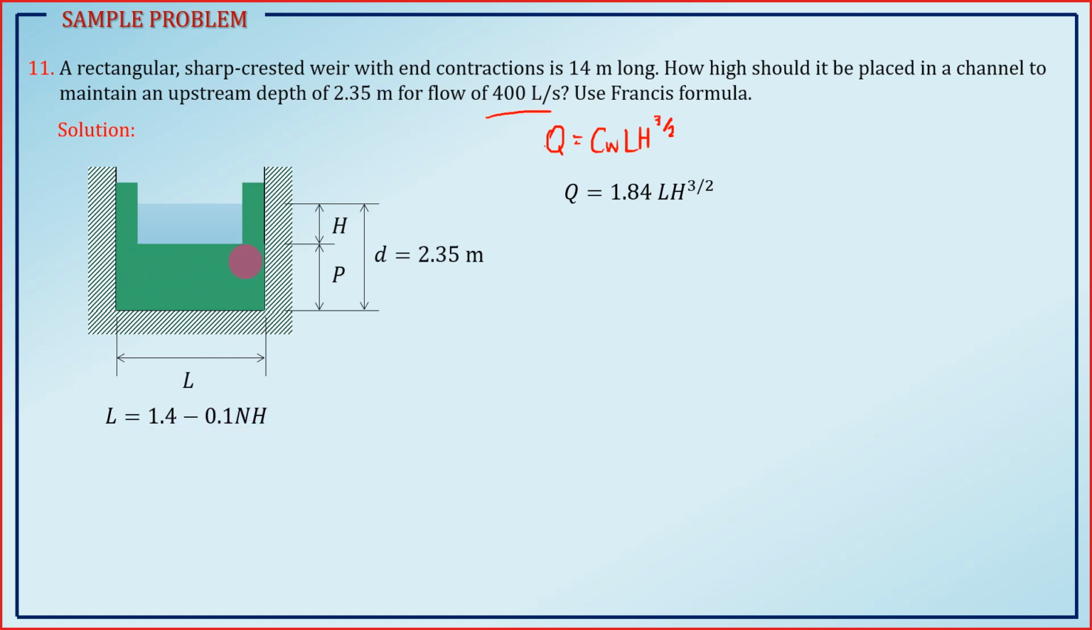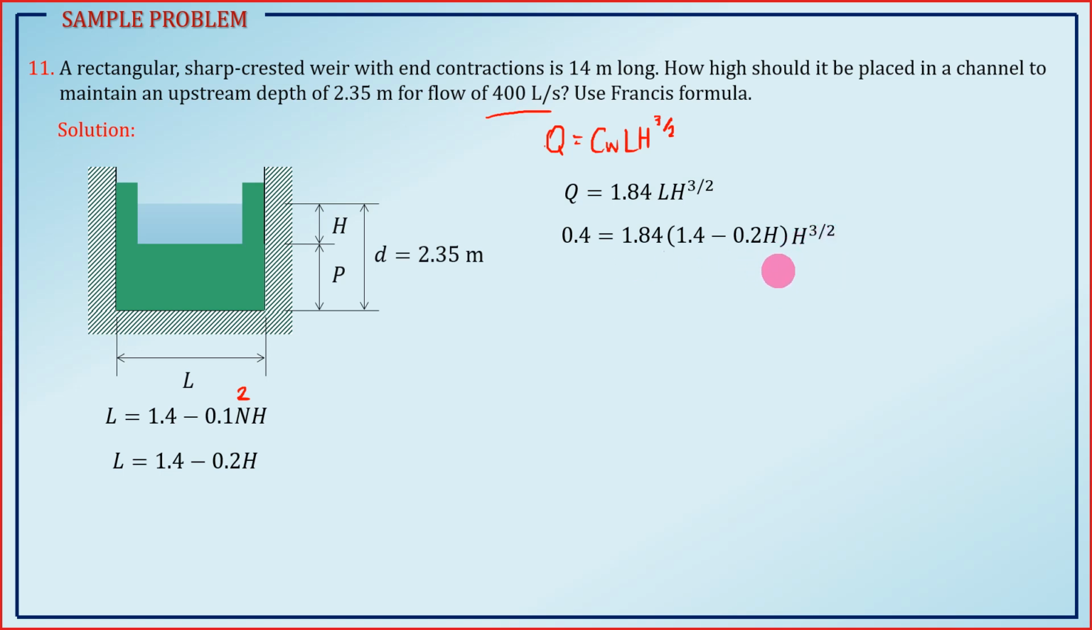Since it is doubly contracted, or with end contractions, we have a value of 2 for N. The H we don't know yet. So let's simplify L in terms of H: we have 1.4 minus 0.2H. Then substitute this value of L into the equation of Q. Now we have 0.4 equal to 1.84 times 1.4 minus 0.2H multiplied by H raised to 3 halves.